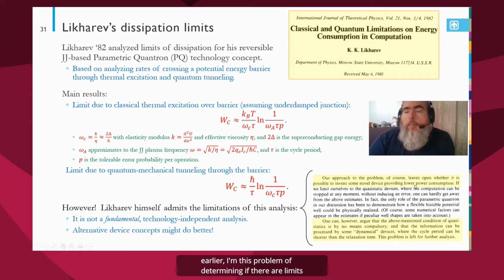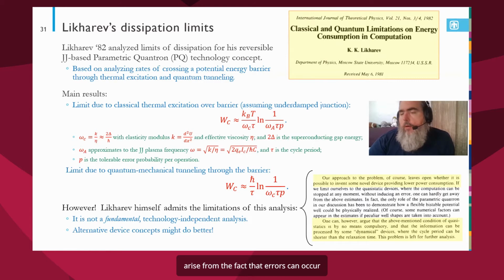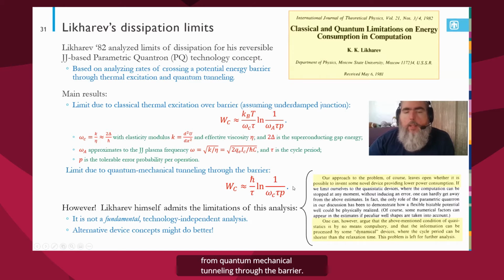Earlier I mentioned this problem of determining lower limits on dissipation for performing classical reversible operations at a given speed. And there aren't very many papers that address this in depth, but one early one was by Likharev, where he was analyzing limits of dissipation for his Josephson junction-based superconducting circuit, which he called the parametric quantron. And essentially the limits on dissipation here arise from the fact that errors can occur due to the system jumping over the energy barrier and getting into the incorrect state. And there are two lower bounds that he derives on dissipation, and one comes from classical thermal excitation over the barrier, and you get an expression like this, and the other comes from quantum mechanical tunneling through the barrier.